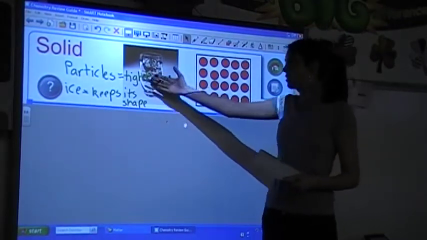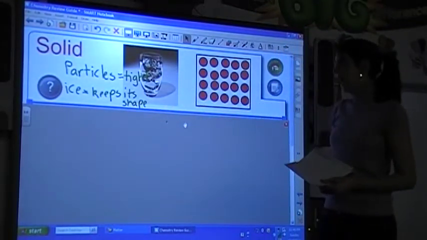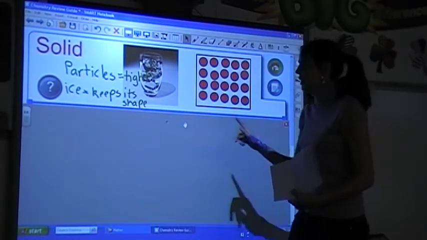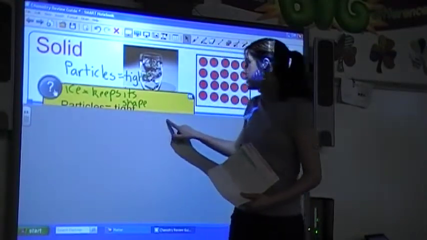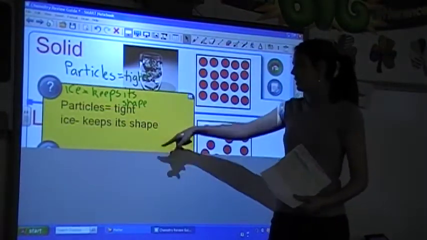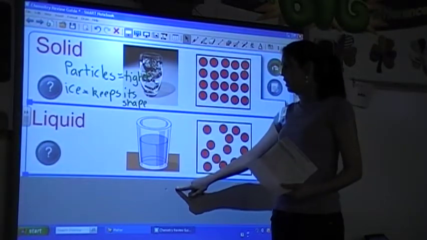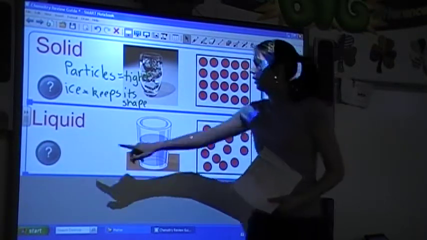Starting off with the particles are tight. Example is ice that keeps its shape. Students will then need to draw the particles in their mini book. Comes up with the question mark, and it says the same things that we talked about here. Then they draw a line.